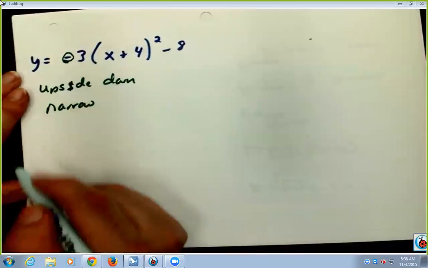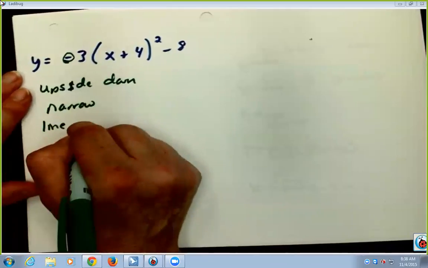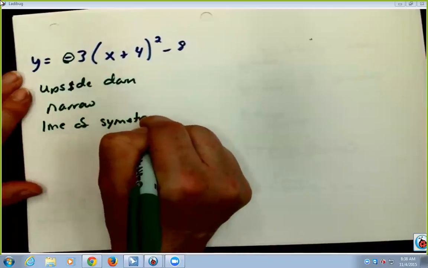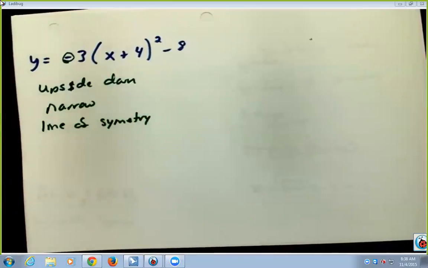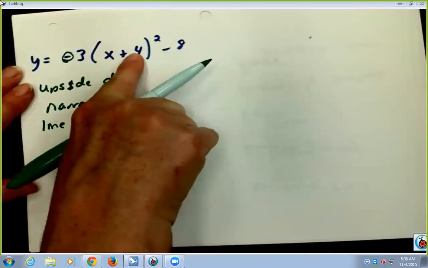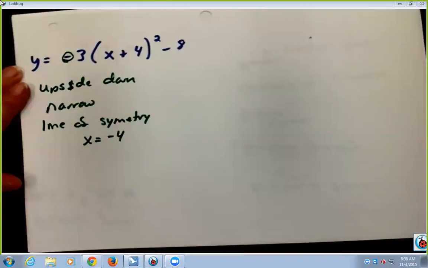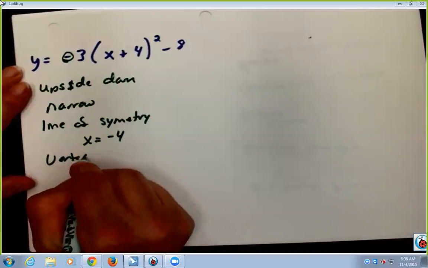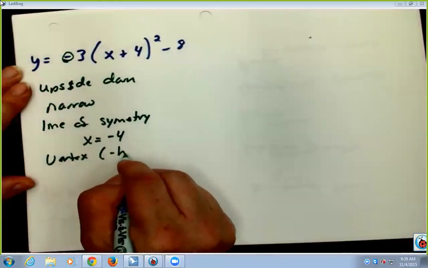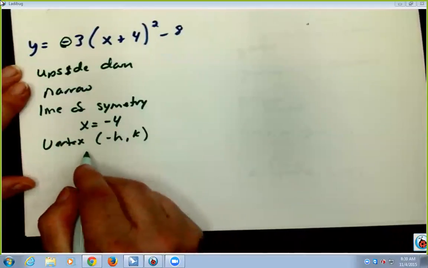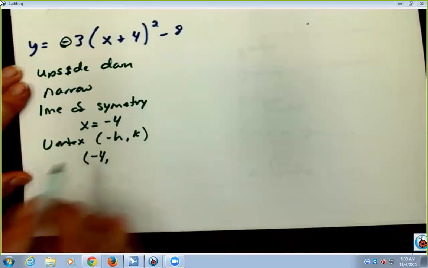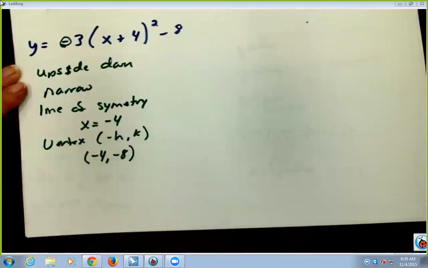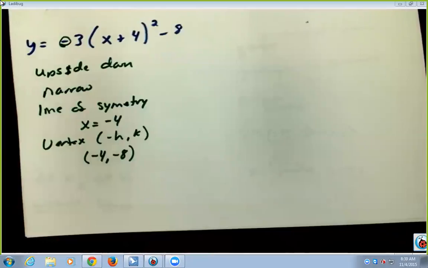And then what's going to happen with my line of symmetry? What's my line of symmetry on this one? Line of symmetry is going to be x equals the opposite of h, so x equals minus 4. My vertex is a negative h and a k, so my vertex on this one will be negative 4 and negative 8. Okay, so now I've got those pieces.